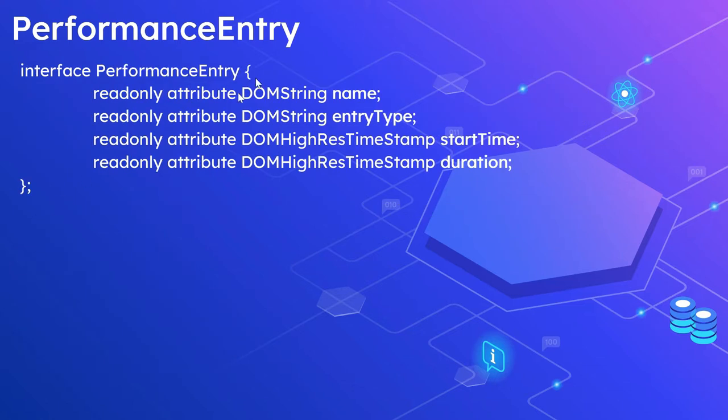The performance entry has these attributes. One is the name of the entry, then entry type, it can be navigation, resource, anything, then start time of that entry, then duration of the entry in the performance timeline.